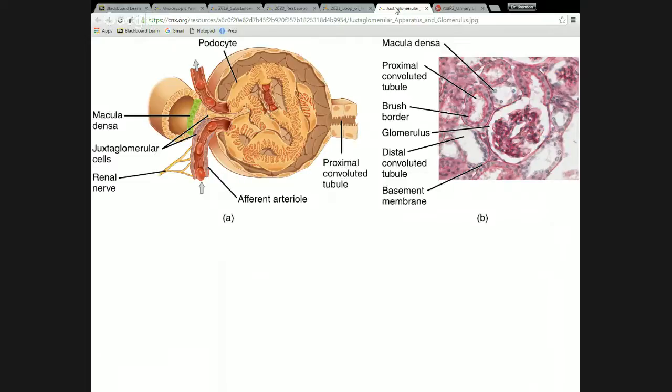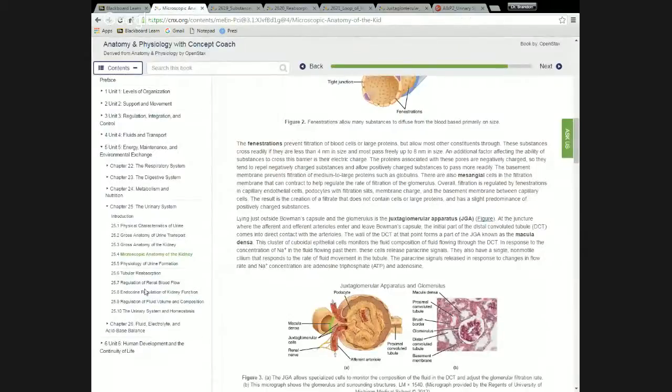And if the flow rate's too high in this tube, then sort of the opposite happens. Flow rate is decreased, taking advantage of the afferent arterioles and that sort of thing. So that is not the right section.